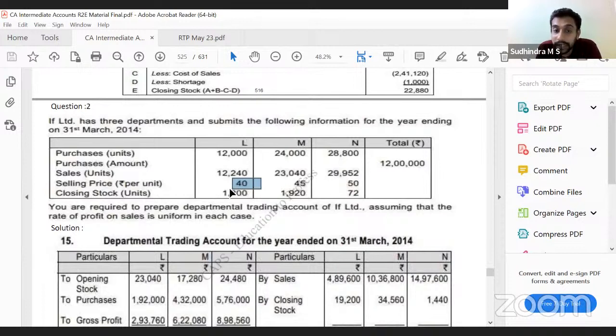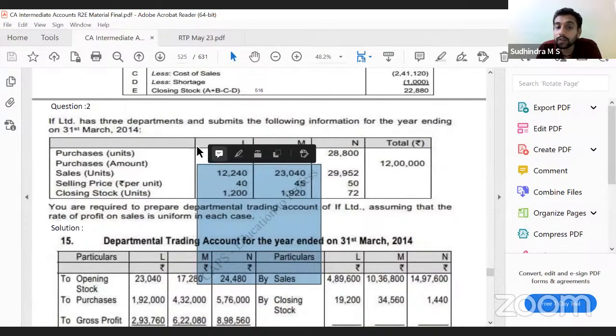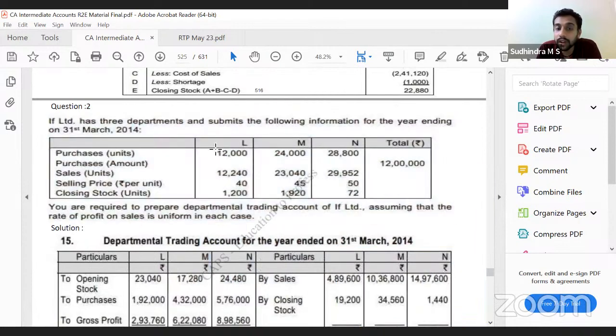Correct? Per unit of department L, if selling price is 40 rupees, then gross profit will be 40 into 60%, which is 24. That means purchase cost is 16 rupees. 40 minus 24, yes. So 16 rupees into 12,000, if we do, how much do we get?